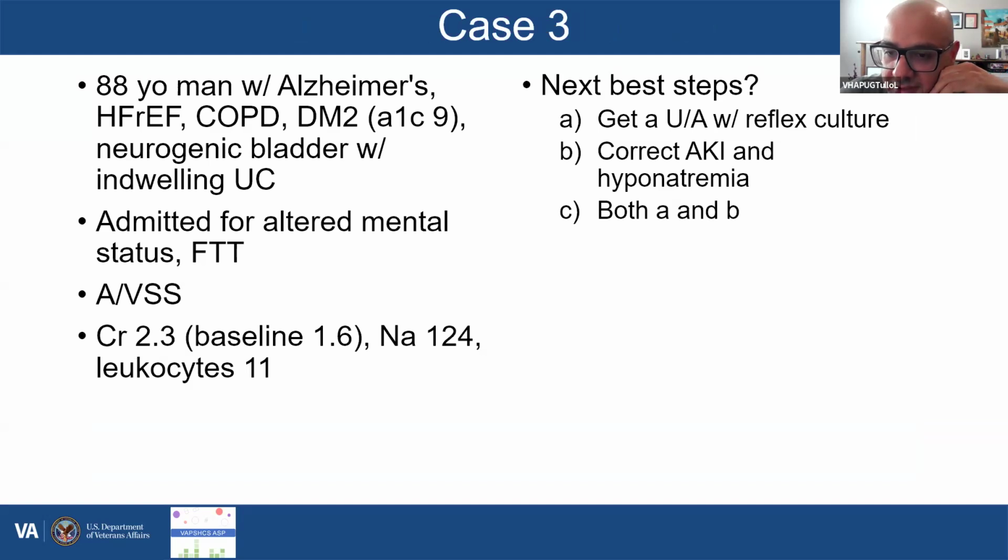Should we be trying to get respiratory cultures if we suspect pneumonia? Are there issues with contamination? That's a great question.